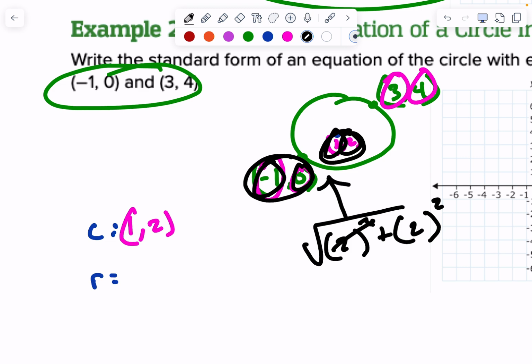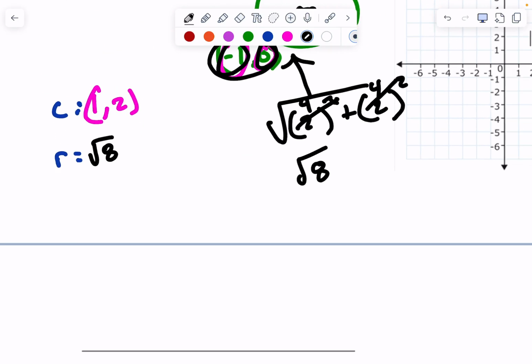2 squared is 4, and 2 squared is 4, and 4 plus 4 is 8, and the square root of 8. Now, don't make it a decimal. Don't try to simplify it. Leave it as the square root of 8, because when you put it into the equation, you're going to square it, which makes it 8, right, in the equation.